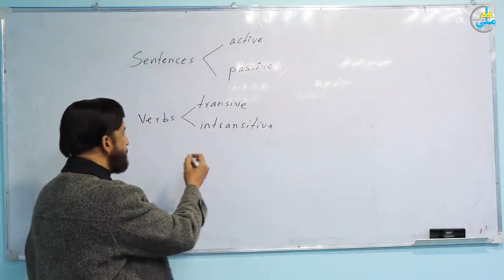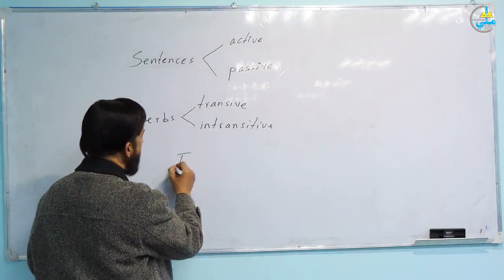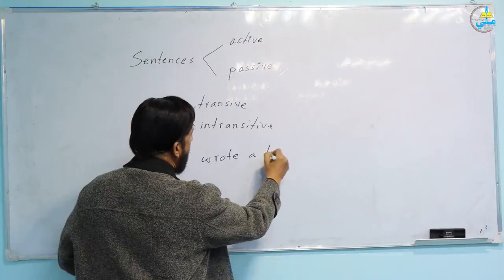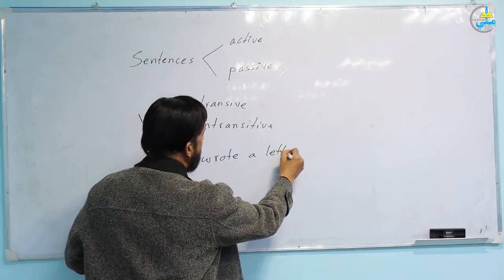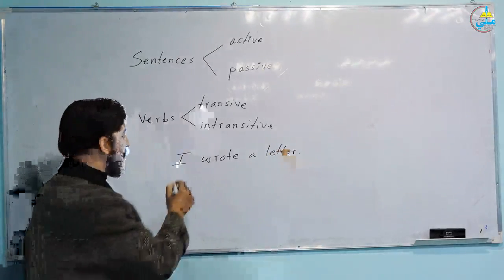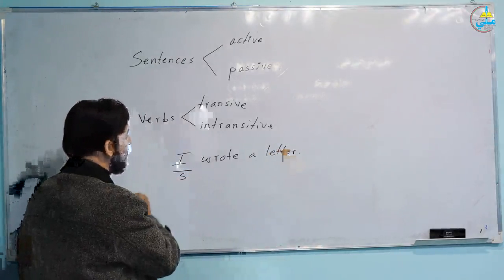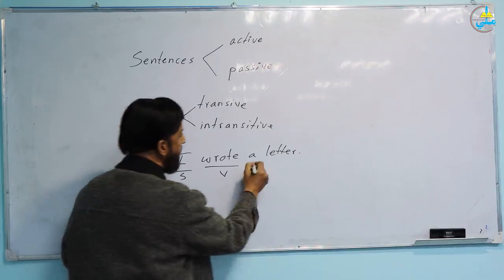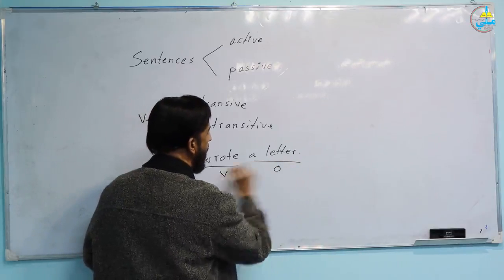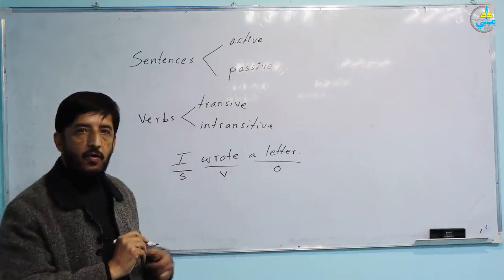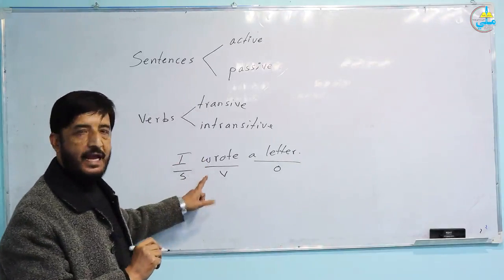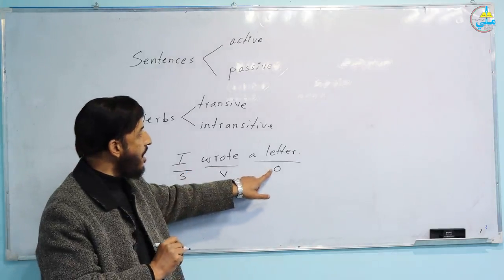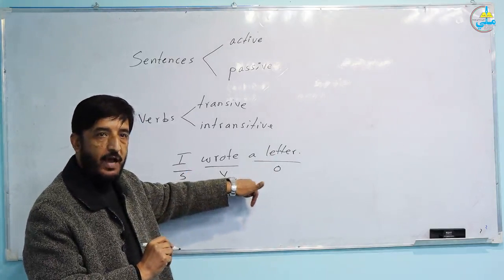For example, I wrote a letter. I is subject, wrote is verb, a letter is object. So this is an active sentence. Now, because this sentence has object, so we can change it to passive.